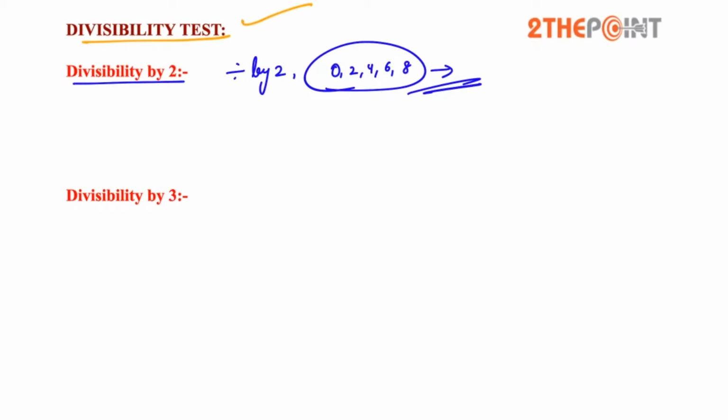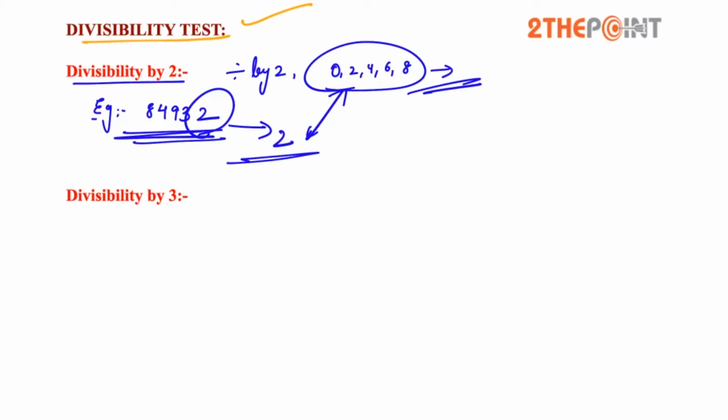Divisibility by 2. A number is said to be divisible by 2 if it has 0, 2, 4, 6 or 8 in its unit digit. Check whether this number is divisible by 2 or not. If you see the unit digit, it has 2, which satisfies the condition, and hence this number is divisible by 2. For example, take another number, 6537. You need not divide this complete number. By using this test, just see the unit digit, it is 7. So 7 is not divisible by 2, hence this number is not divisible by 2.